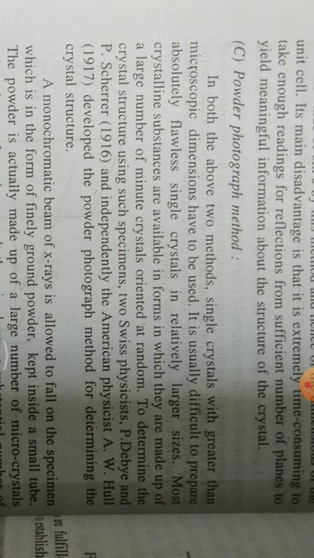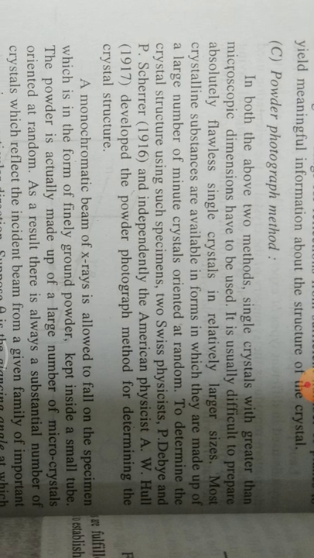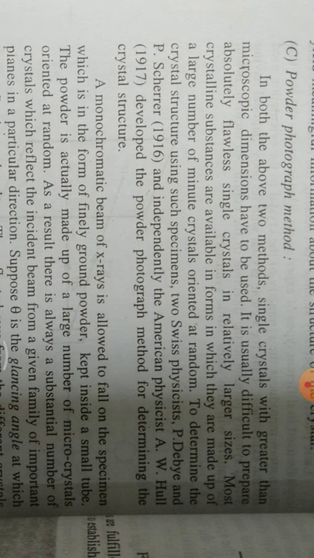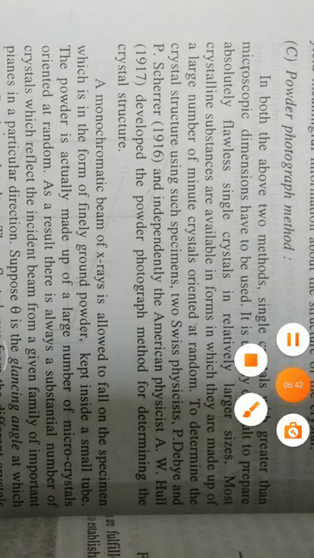Next, I discuss the powder photographic method. In both the above two methods, single crystals of greater than microscopic dimensions have to be used. It is usually difficult to prepare absolutely flawless single crystals of relatively large size. Most crystalline substances are available in forms in which they are made up of a large number of minute crystals oriented at random. To determine the crystal structure using such specimens, a method was needed.